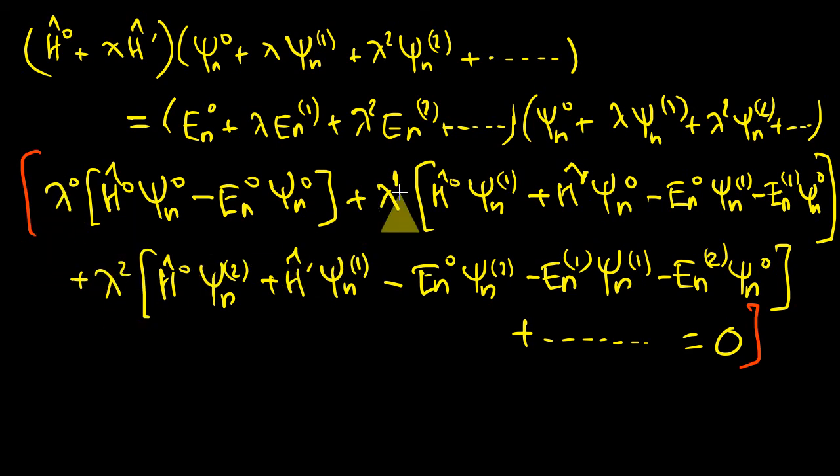This is already 1. Lambda raised to 1 cannot be 0 and lambda raised to 2 cannot be 0. Then what is the next possibility? The possibility is that the terms inside these square brackets should be equal to 0. That is the only possibility.